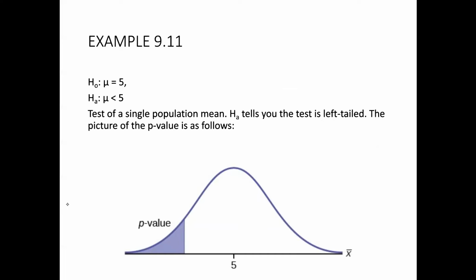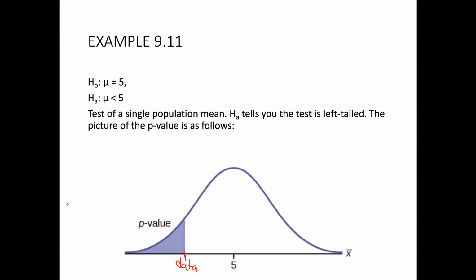If the alternative hypothesis contains less than, that is a left-tailed test. So the p-value is the area to the left of whatever you get from your sample data, for the mean for your sample data. So this value right here is based on our data. So it would be the mean of your sample data.